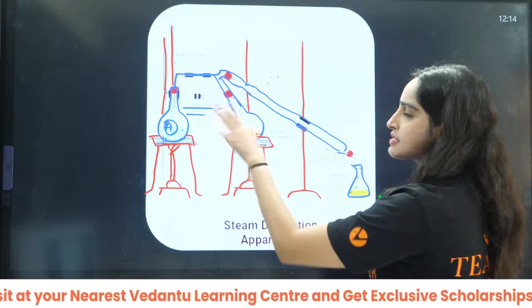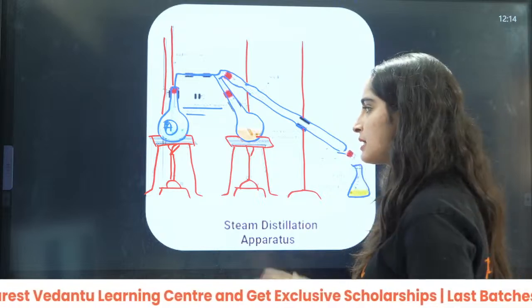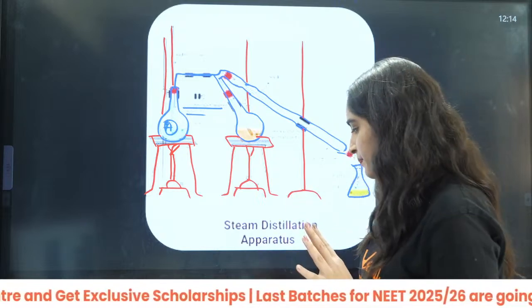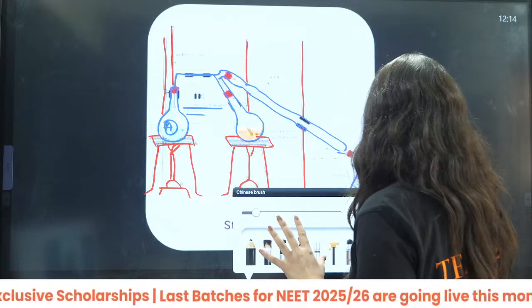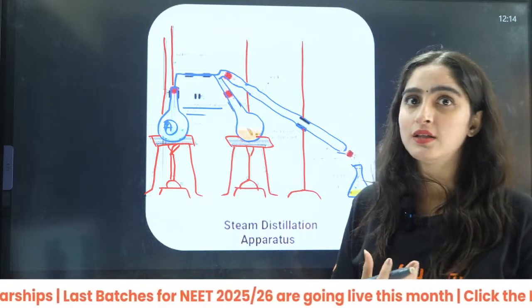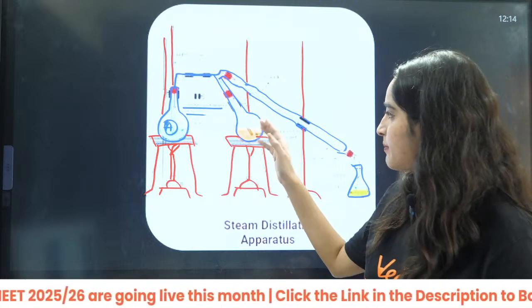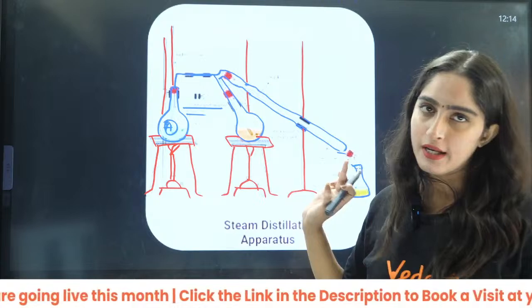So we have this compound A, right? Basically you will have two compounds. One will be more steam volatile. Steam volatile means what will happen? You will have steam along with this. Here you will have another compound B.